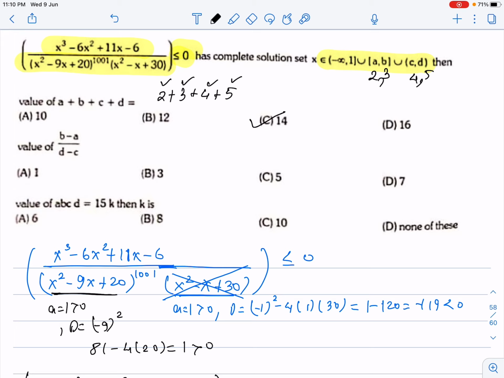Now B minus A, 3 minus 2, it will be becoming, divided by D minus C. So 5 minus 4 it will be becoming, that is 1 upon 1. So option A should be marked by us over here.